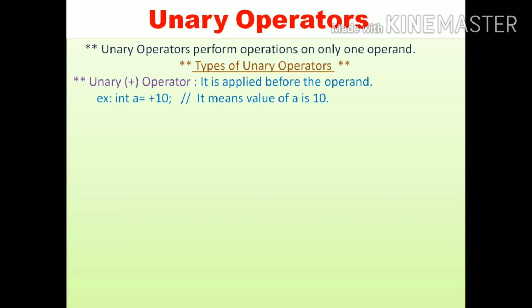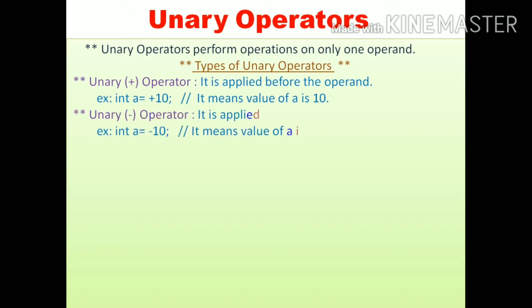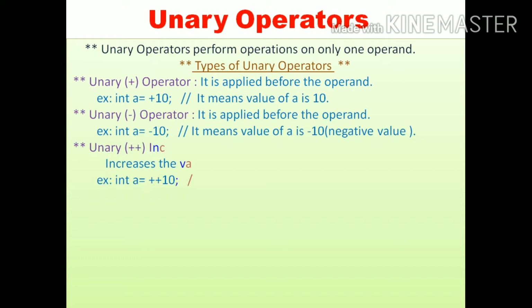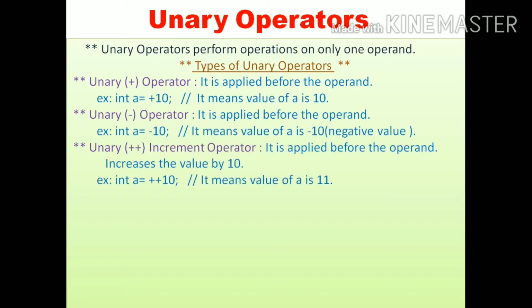Next topic is the unary minus operator. It is applied before the operand: int a = -10. That means a holds a negative value. Next one is unary plus plus, the increment operator. It is applied before the operand and increases the value by 1.